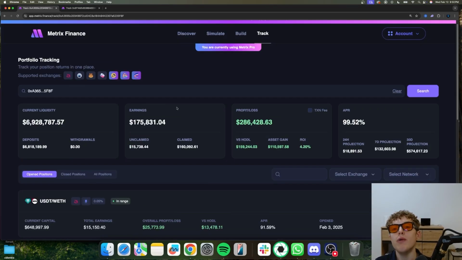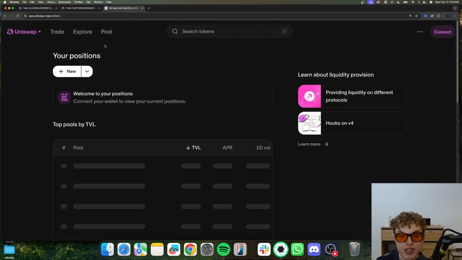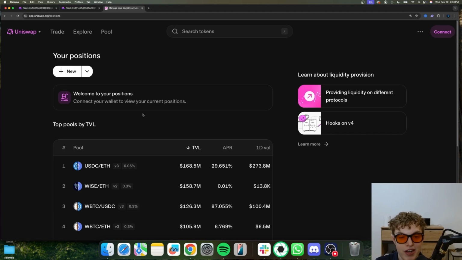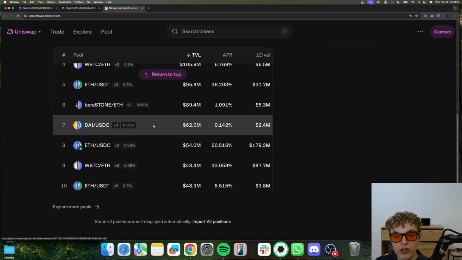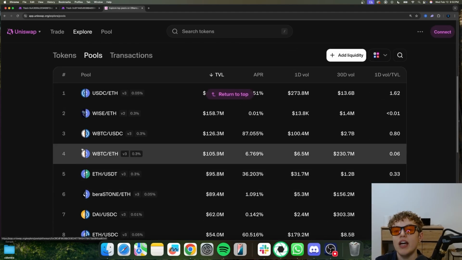So how can we go about finding these Uniswap positions? Well, you can go over to Uniswap, the exchange itself, and you could go over to the pool section, go to view positions, but I don't really like this method and I'll show you why. So you can scroll here and see a bunch of pools. You could even go to explore more pools, but there's not too much data.